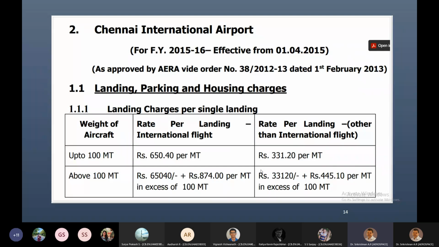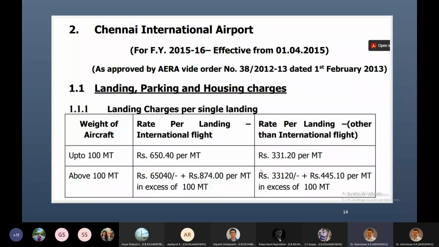This is Chennai International Airport, financial year 2015-16, effective from 1st April 2015. You can see the first line, as approved by AERA. AERA, we have seen already their goals and objectives, etc. Chennai International Airport being a major airport, their tariffs are under the regulation laid out by AERA. So the order number, etc.